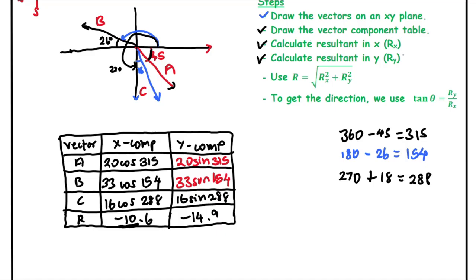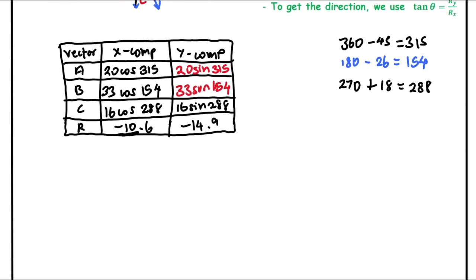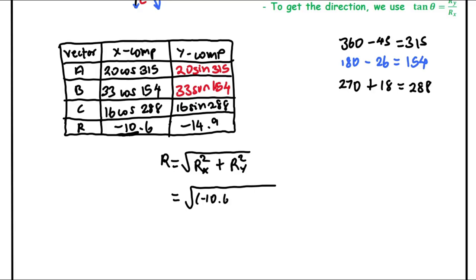Since this is resultant in x, resultant in y, now we need to get the actual resultant, which is given by the formula R is equal to the square root of Rx squared plus Ry squared. So we take the square root. Rx is negative 10.6, squared, plus negative 14.9 squared.